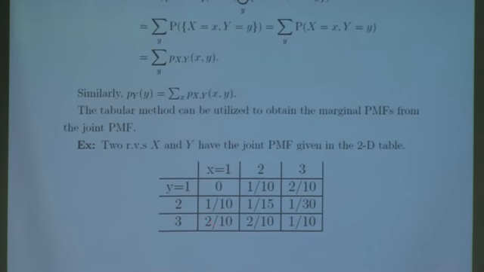1 over 10 plus 2 over 10, 3 over 10, 0.3. Okay, that's Px of 1. Px of 2 is the sum of this column, 1 over 10 plus 1 over 15 plus 2 over 10. Px of 3 is the sum of this column. On the other hand, Py of 1 is the sum of this row. Py of 2 is the sum of this row. Py of 3 is the sum of this row.